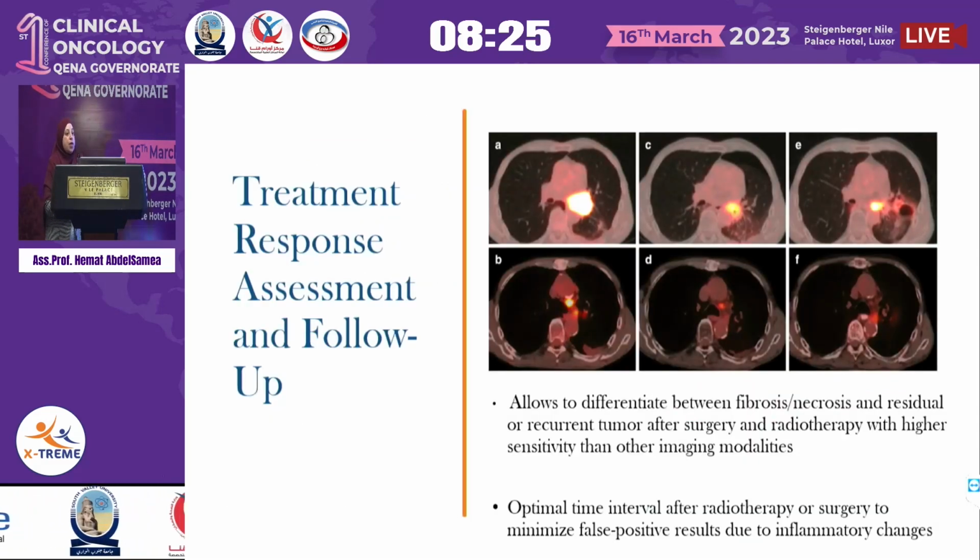For treatment response assessment, it allows for differentiation between fibrosis and necrosis and residual or recurrent tumor after surgery or radiotherapy with higher sensitivity than other modalities. Yet, the optimal time interval after radiotherapy or surgery minimizes false positive results due to inflammatory changes. The most optimum time of imaging after surgery ranges from 8 to 12 weeks after end of therapy.